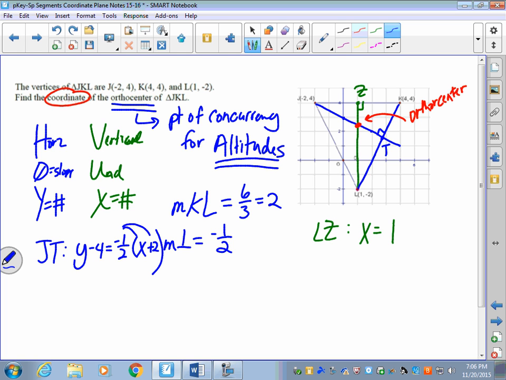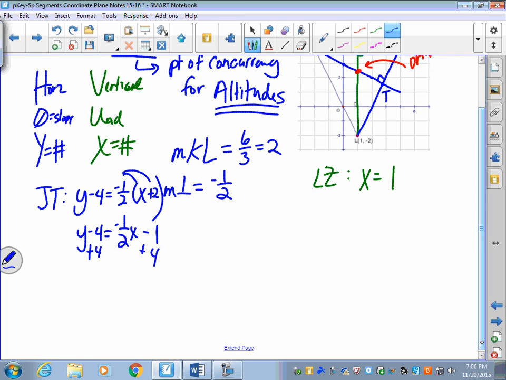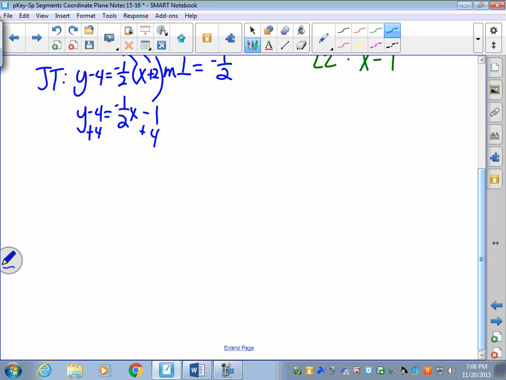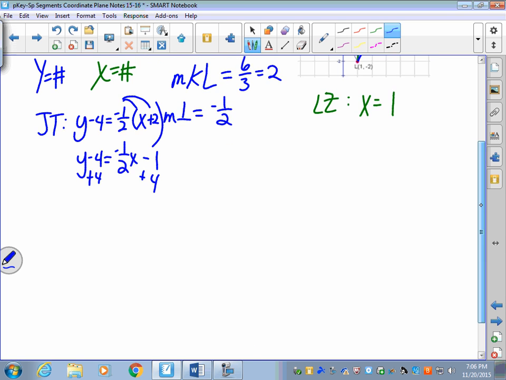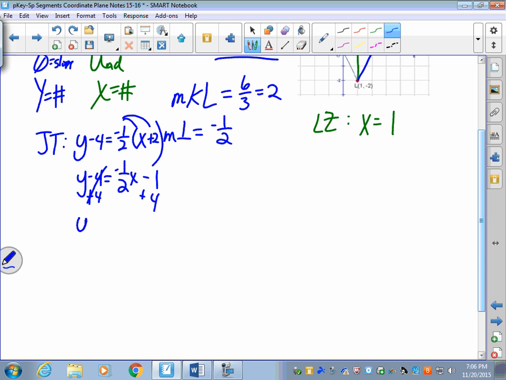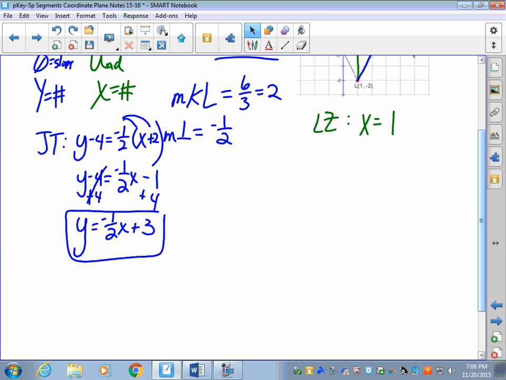Go ahead and distribute. So we get y minus 4 equals -1/2 x minus 1. And then we're going to solve for y, and we get plus 4. Let me make some more room. Y equals -1/2 x plus 3. Okay, so here's my equation for the blue altitude.